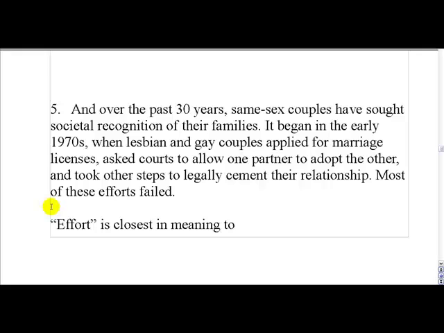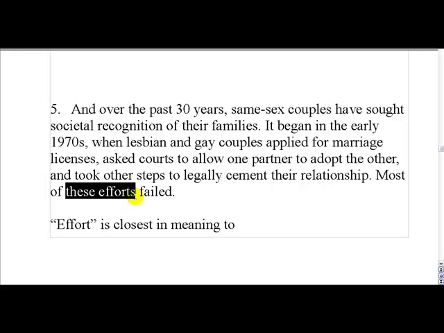Okay, here's question 5. Over the past 30 years, same-sex couples have sought societal recognition of their families. It began in the early 1970s when lesbian and gay couples applied for marriage licenses, asked courts to allow one partner to adopt the other, and took steps to legally cement their relationship. Most of these efforts failed. This is the key, these.